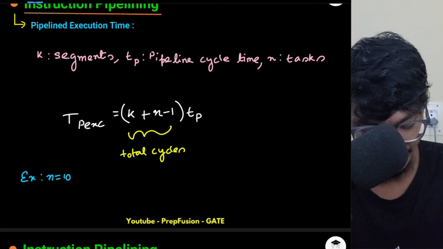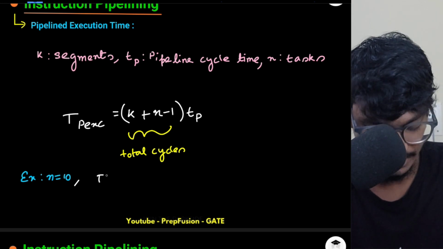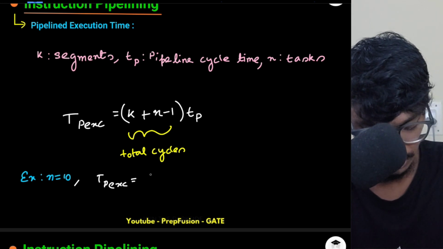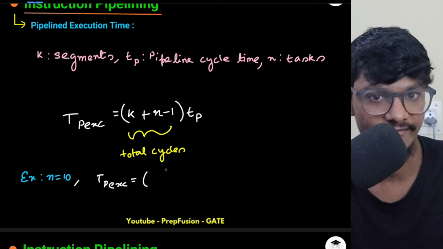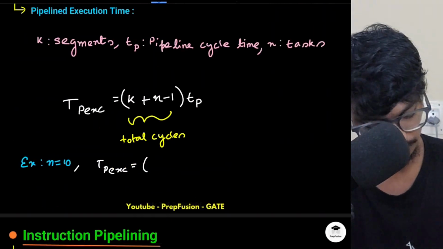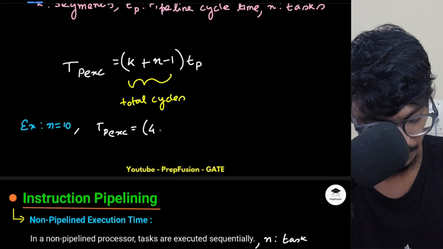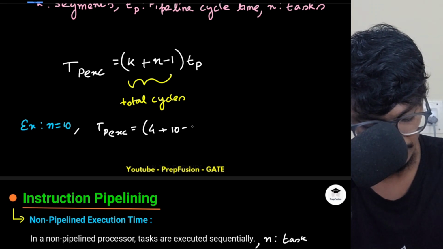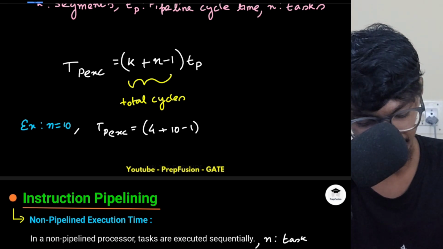N is 10. So if n is 10, then what will be my T execute for a pipeline system? How many stages do I have? 4 stages. Stage 1, stage 2, stage 3, stage 4. 4 stages I have, plus n, the total number of tasks, 10, minus 1, into the cycle time, the pipeline cycle time.